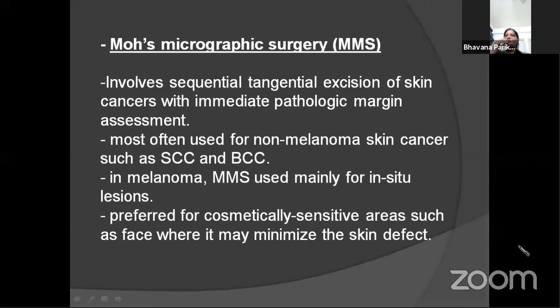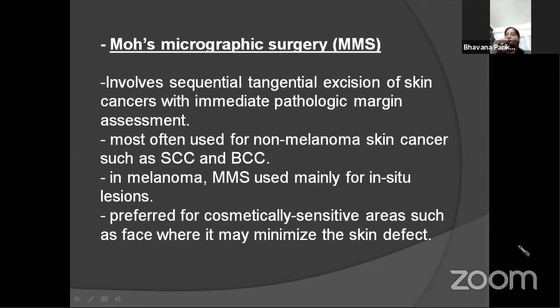But these days there is something called a cryomicrotome. They take very thin slices, 1 millimeter of a tumor, and if the margin is positive, we go for another 1 millimeter margin. Then we go for another 1 millimeter margin. So the areas like face, lip, eyelid, these are the areas where Mohs micrographic surgery is very much helpful.